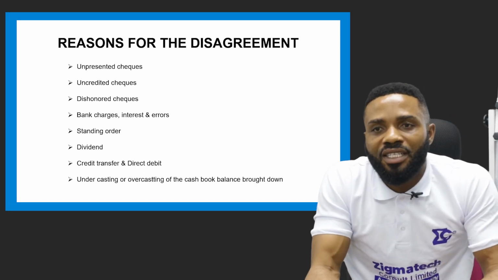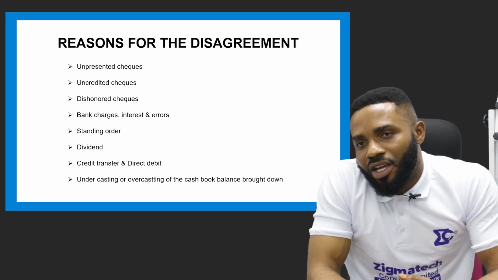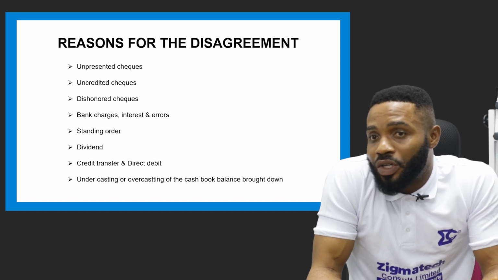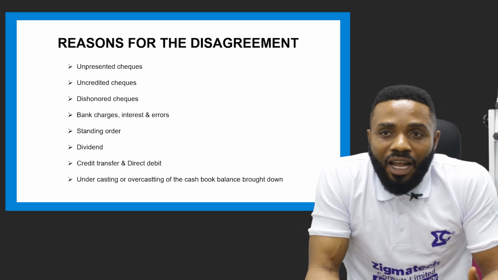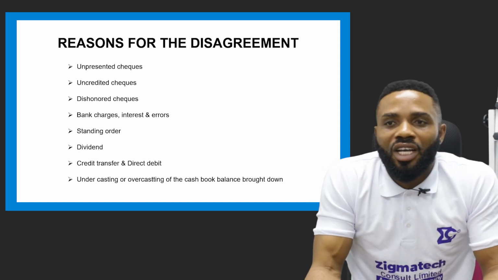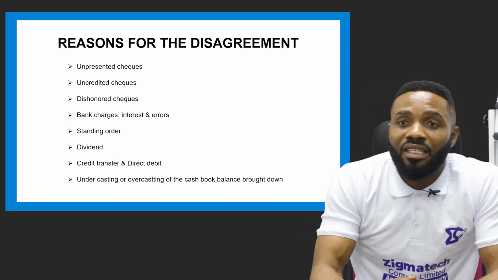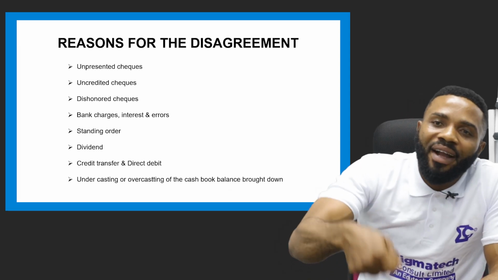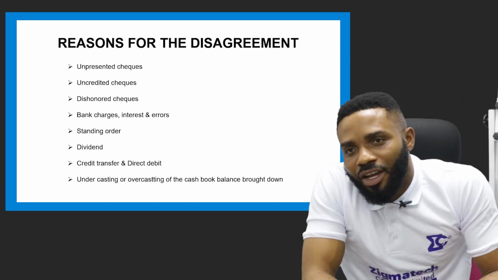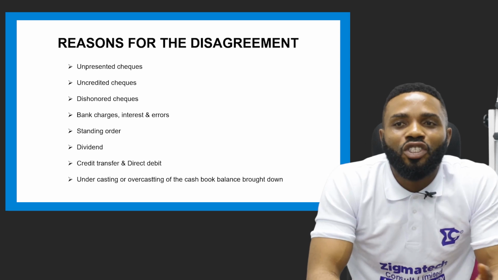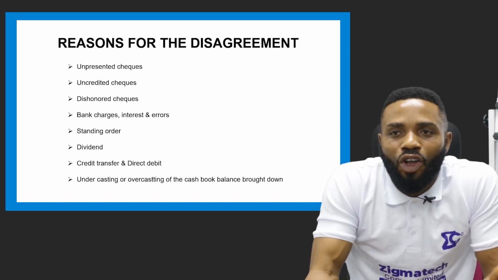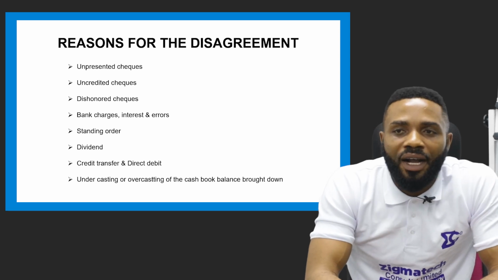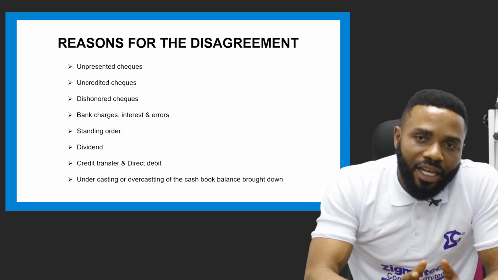Next one is bank charges, interest and errors. The bank can also charge you without your knowledge. Card maintenance and the likes. All these are charges that the bank can take. Sometimes they can take this money from your bank account without your consent. What you get at the end of the month is something that will be less than what you have deposited. So when this comes up, it will make the bank account to be less than the cash book.